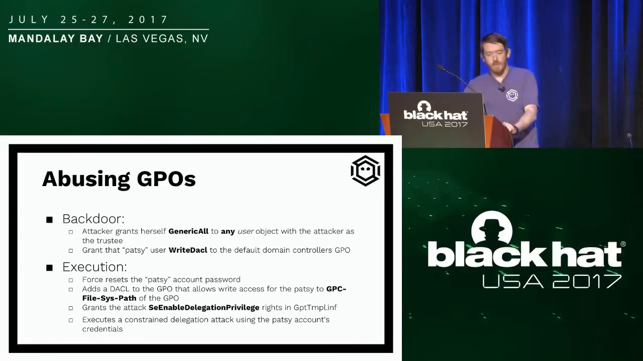So for execution, the attacker grants this proxy user, or they force reset their password. Then they use that access to add a new DACL to the GPO because they had that WriteDACL permission. So they add a new DACL that grants the patsy user the GPC file sys path modification. So we have the ability to modify the access control information, and we're using that to grant ourselves the right to actually modify the GPO itself. Then the attacker uses that account to grant SeEnableDelegationPrivilege to the attacker. And I wrote some stuff about this, and there's some other information about this for constrained delegation type attacks. Don't have time to go into it, but it's super, super cool.